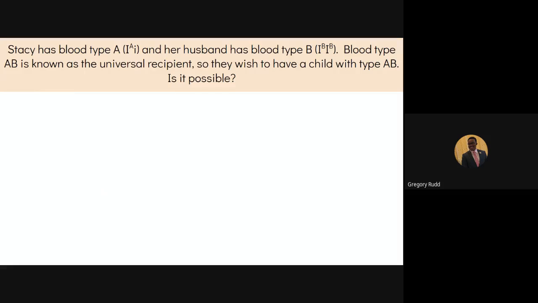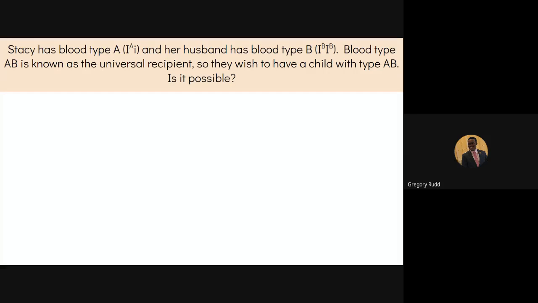So we got a practice problem. Stacy has blood type A and her husband has blood type B. Note that we see the genotypes there as well. Stacy is heterozygous. She's got an A and she also has an O. She's AO. Her husband is homozygous B, so he has two Bs.